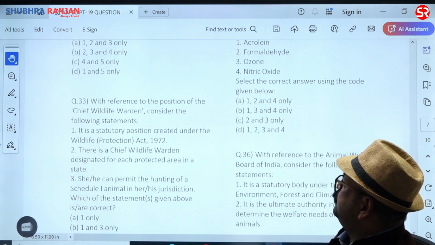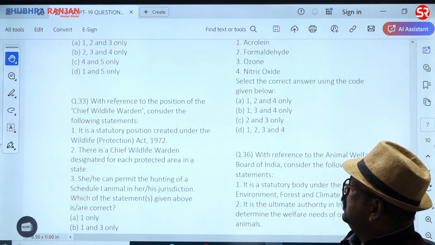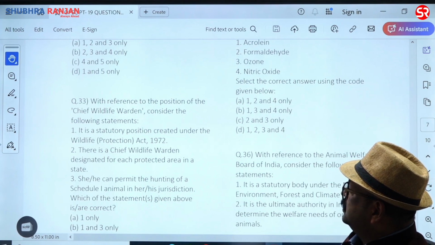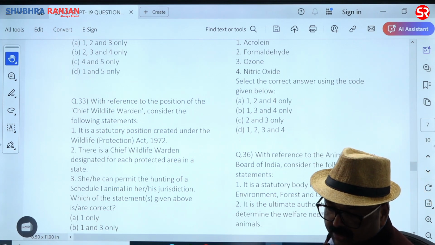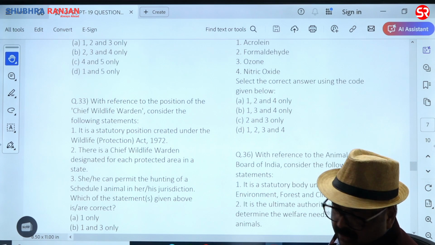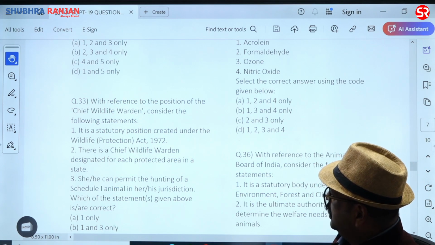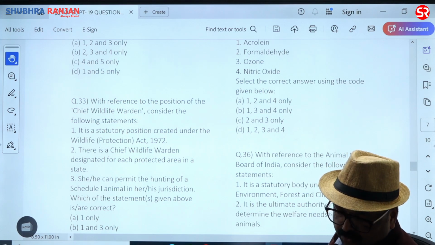With reference to the position of the Chief Wildlife Warden, consider the following statement. It is a statutory position created under the Wildlife Protection Act 1972. Okay.